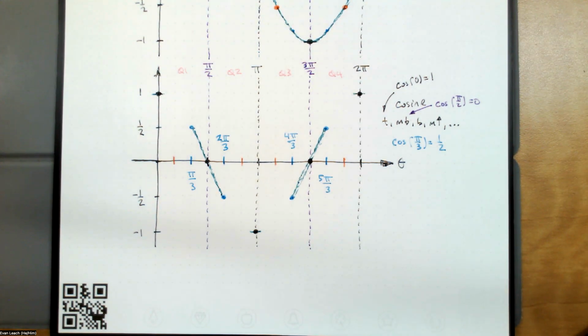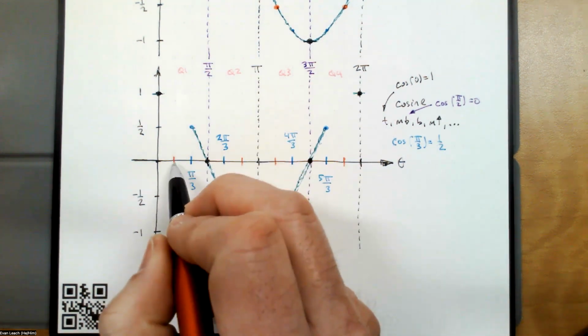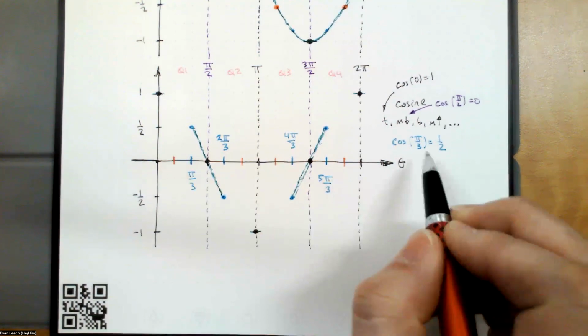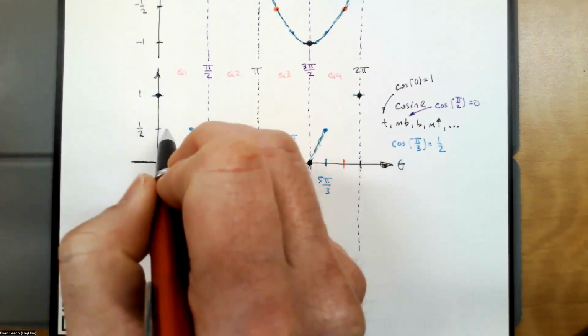And if we're feeling like being a little bit more precise, we can find our root 3 over 2. Root 3 over 2 is 0.8660. And that's going to be the root 3 over 2 that happens for cosine at the pi over 6 reference angle.